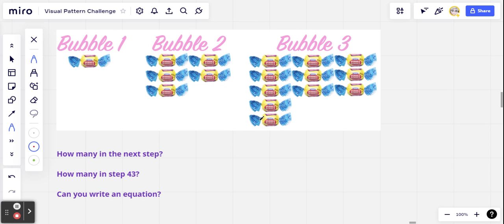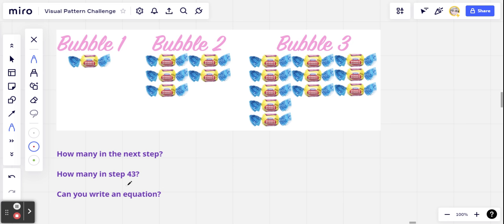Today we have bubblegum. Here is bubble one, bubble two, bubble three. I guess this is how many pieces of gum went into blowing each bubble. And by the time we get to bubble four, that's going to be a pretty big mouthful of gum. And that's your challenge. How many pieces of gum went into bubble number four?